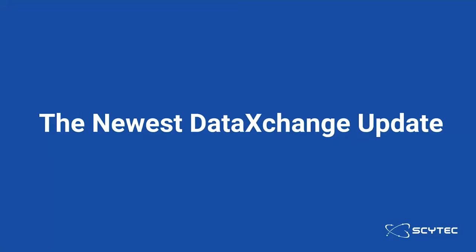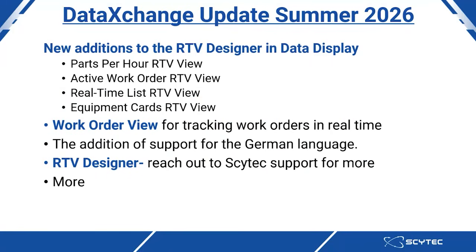And then finally, for the end of this webinar, I'm going to be discussing the newest DataXchange update and kind of adding a little bit more to that active work order view that I talked about earlier. And the DataXchange Summer 2026 update saw new additions to the RTV Designer, including a parts per hour RTV view, as well as the active work order that I discussed, and the real-time lists and equipment cards making their way to the RTV Dashboard Designer inside of Data Display.